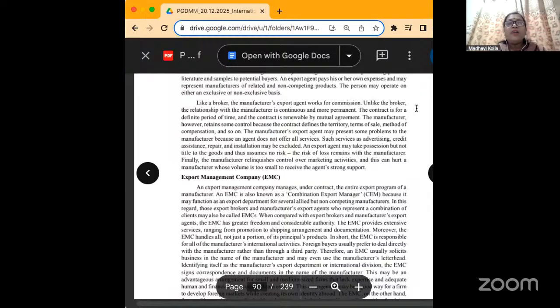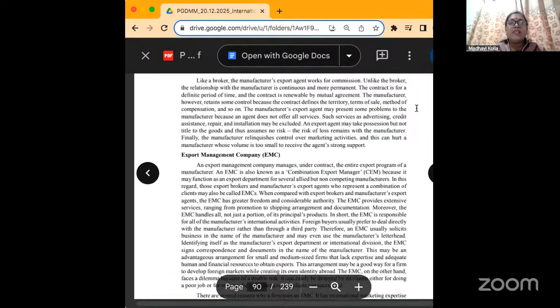There can be a method of compensation. It need not always be transaction to transaction basis, in the sense that for every transaction you immediately get a percentage. You may actually couple it up with other sales that are done through the month or through the quarter or through the year and get as a lump sum. It depends on the kind of agreements they have. And services such as advertising, credit assistance, repair, and installation may be excluded from that being offered by a manufacturer's export agent. They are not going to represent such kind of issues.